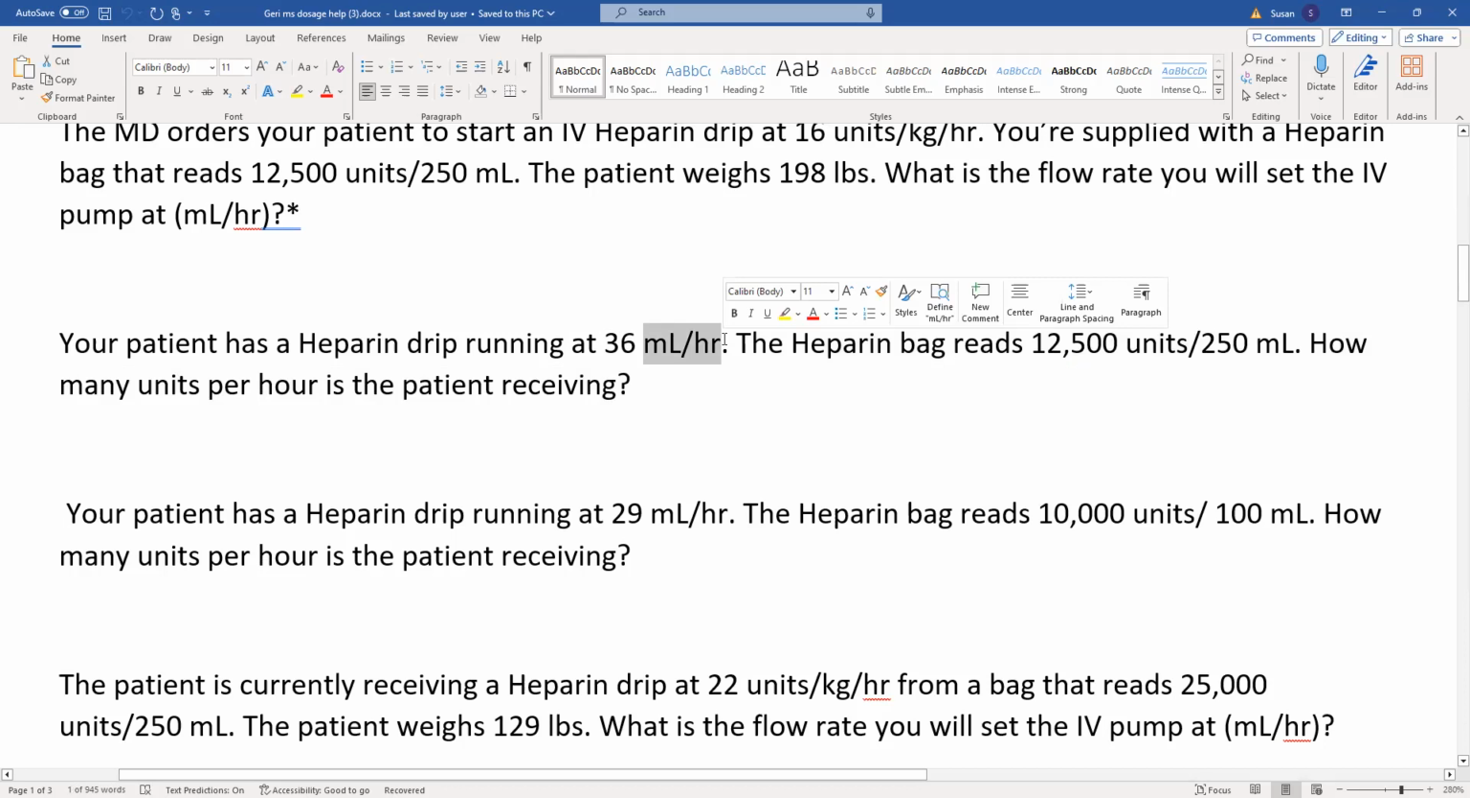So this would be like, let's say you come in off the floor and you have an order for something, and you're supposed to be giving 1,800 units an hour. You want to make sure that the pump is delivering that. So you would go in and look at what the bag reads and what the pump is running at in the rate. You could do the math here and determine, oh yes, they're getting 1,800 units per hour. We're good. Otherwise, you're just taking their word for it.